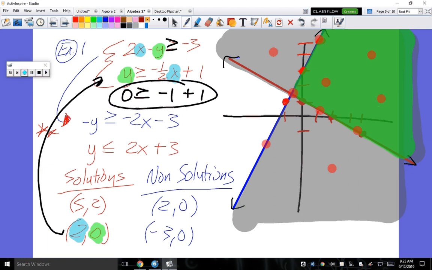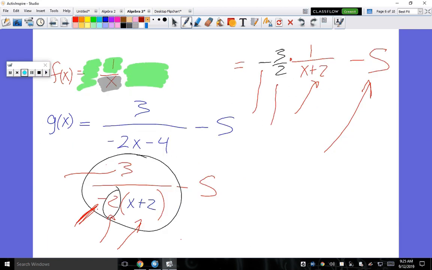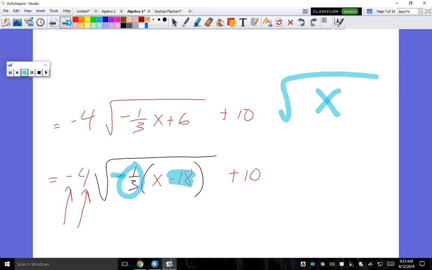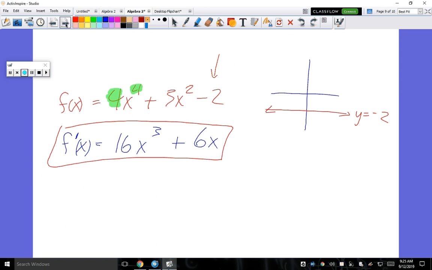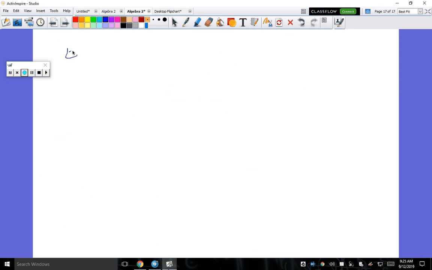Let's do a second example. Our second example, these are my calculus notes. The second example will look like a word problem. Here we go.